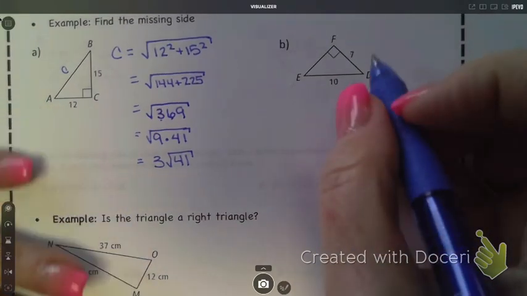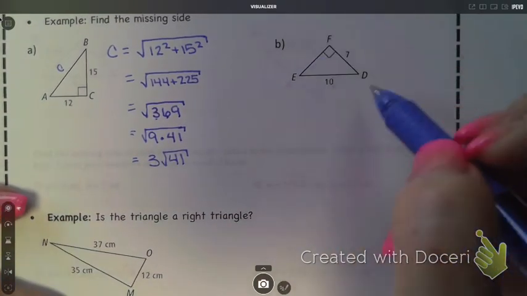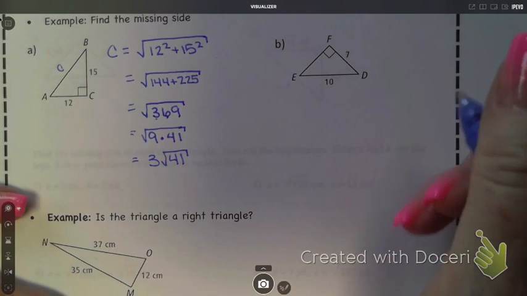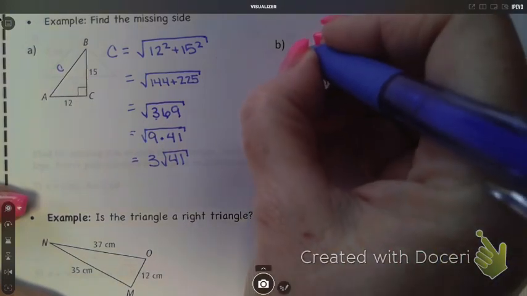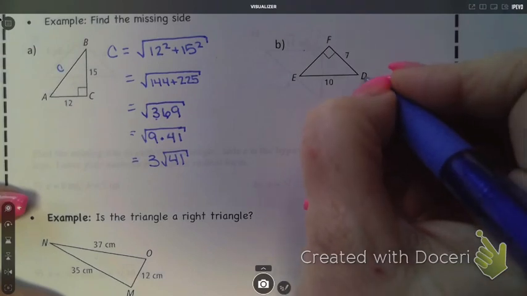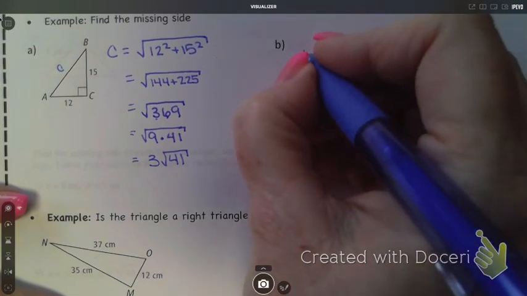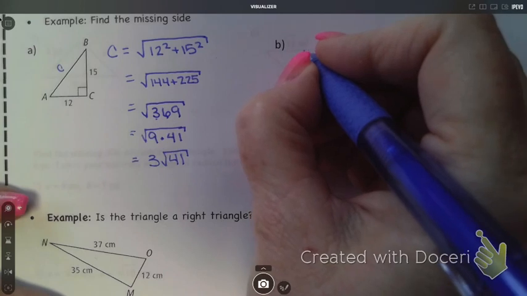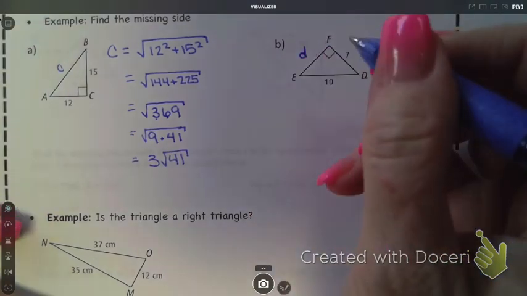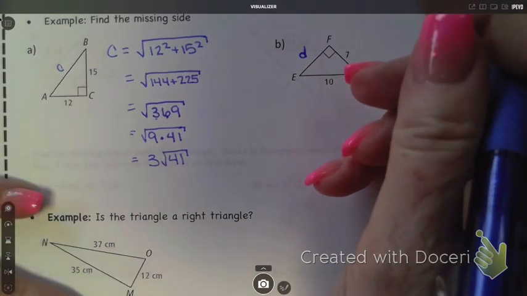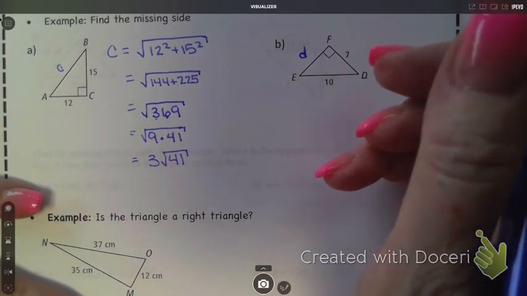Okay. Am I finding a leg or a hypotenuse? A leg. I'm going to name it, well, actually, it's across from D, so the name is actually what? D. If it's across from angle D, it's side D, and it's a lowercase. But does it really matter what I call it? No. It's a what? Leg.